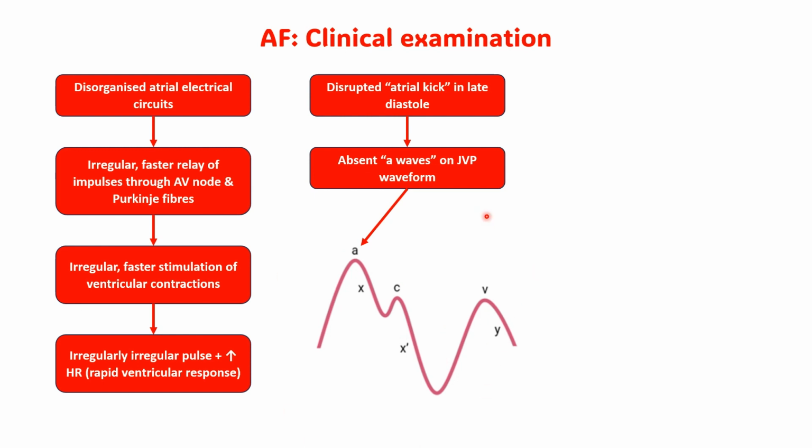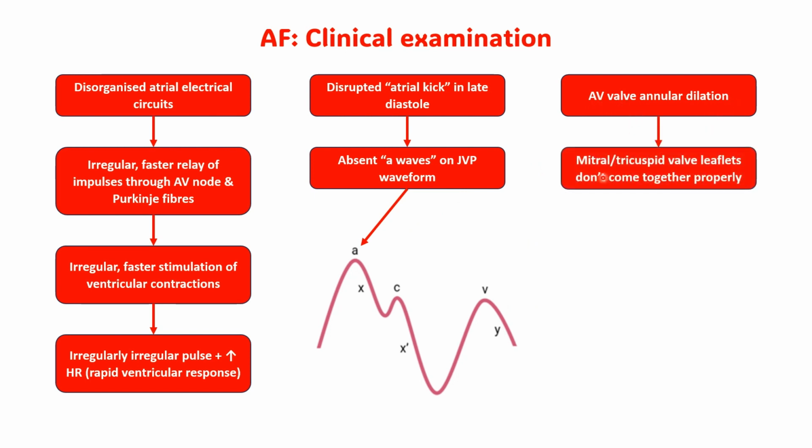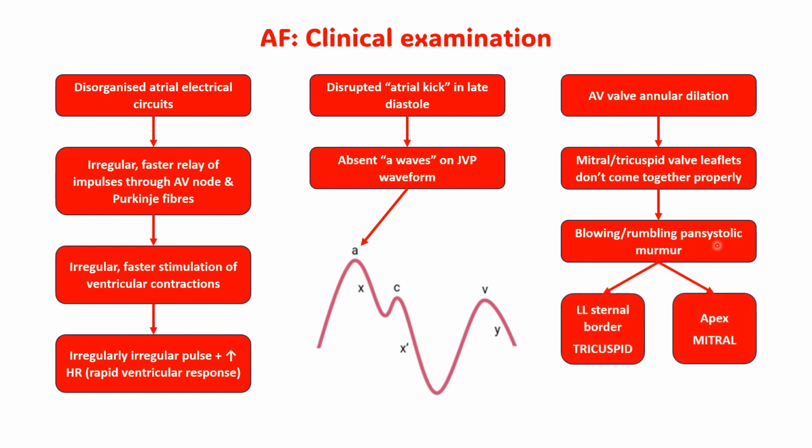And this is the normal waveform. You can see here we have the A wave, but in AF, this wave in particular will be absent. We also have AV, atrioventricular valve annular dilation, which is where the mitral or the tricuspid valve leaflets don't come together properly. And this leads to a blowing or rumbling pansystolic, otherwise known as holosystolic murmur.